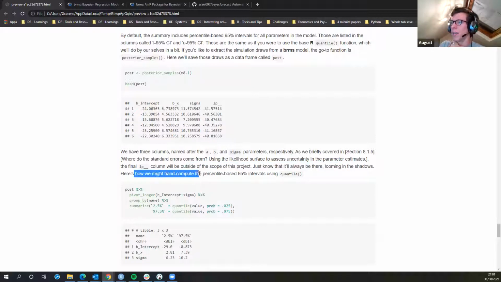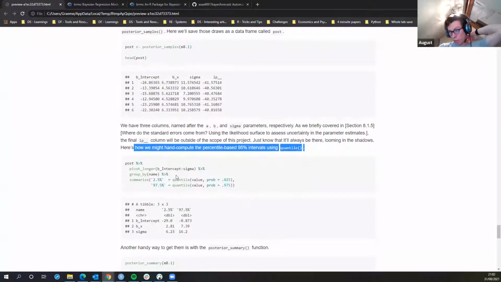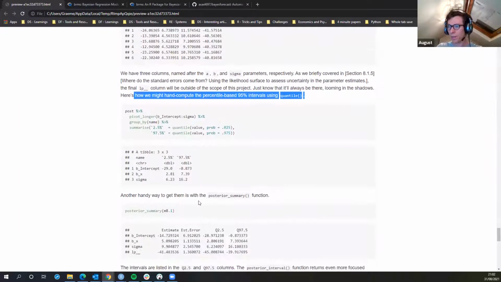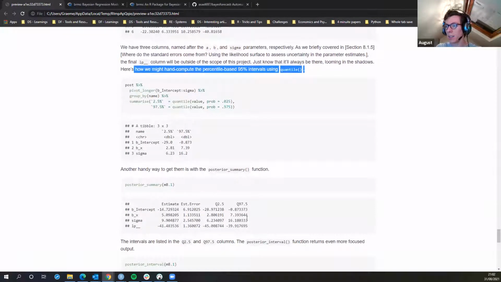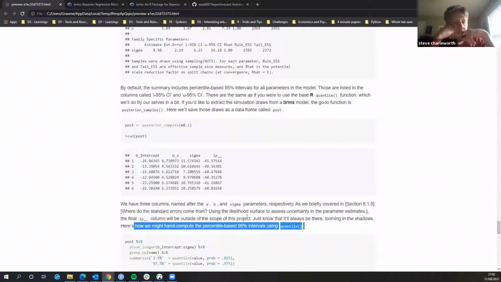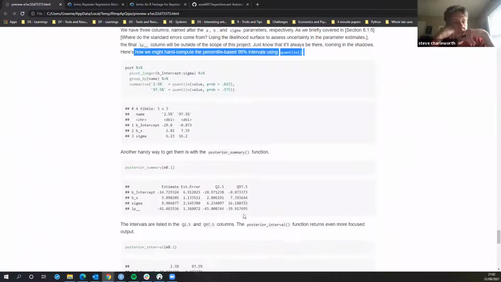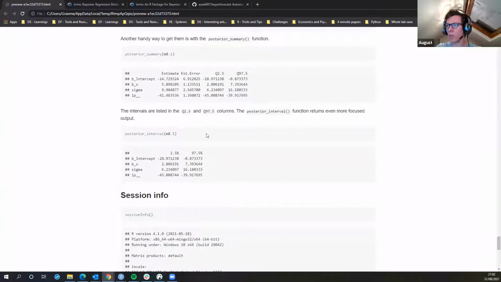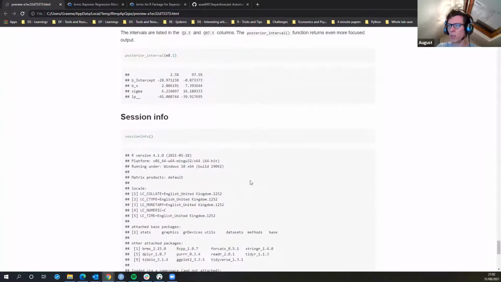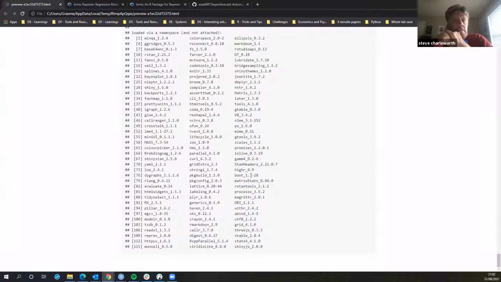Here's how we might compute the 95% confidence interval by hand. Another handy way to get them is with posterior_summary. Okay, so he's just showing us different ways to get hold of the 95% confidence interval if you want to. And I believe that's basically the end of the chapter.